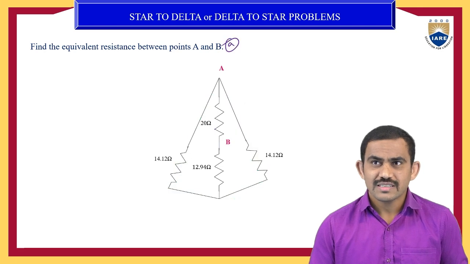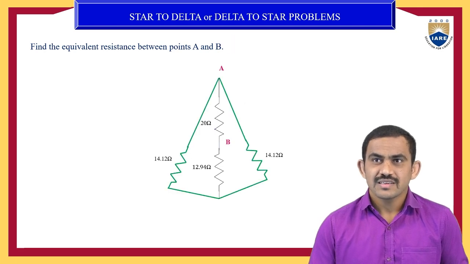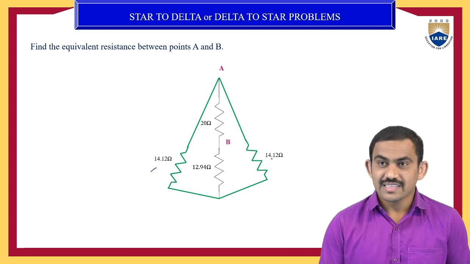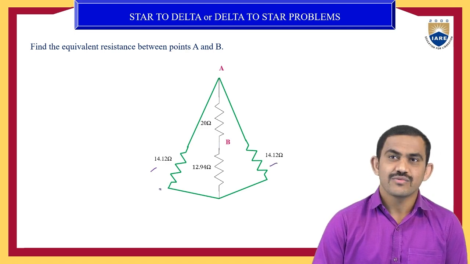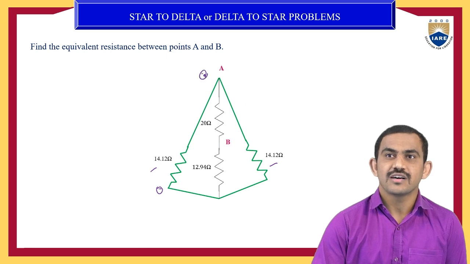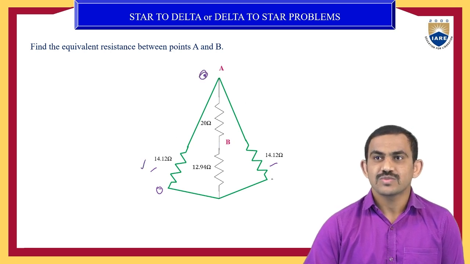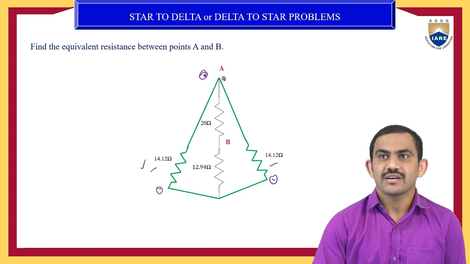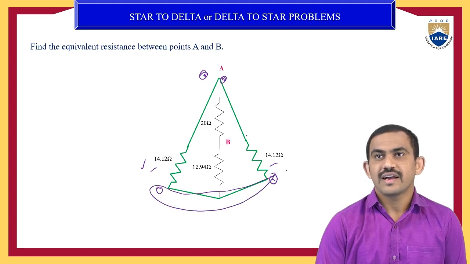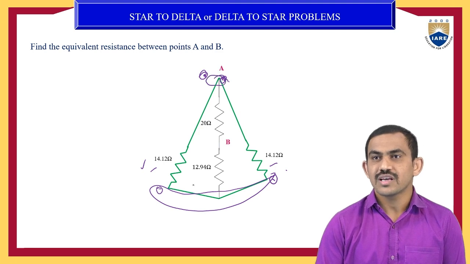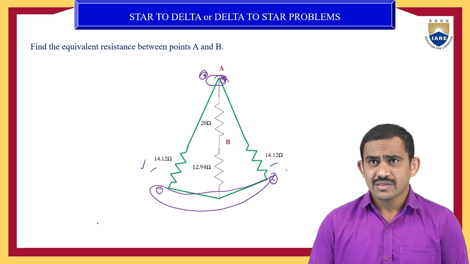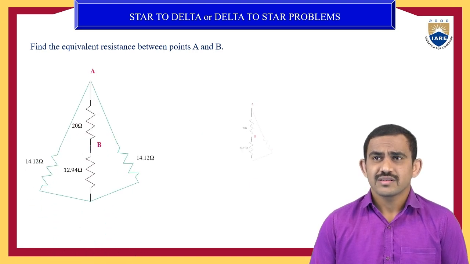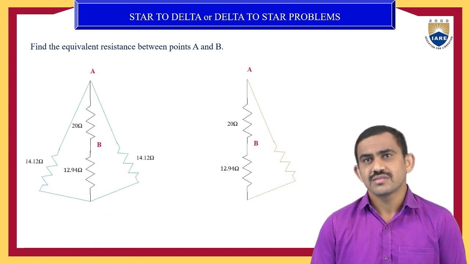So which two are parallel? Yes, these two are parallel. Why? Suppose you mark the first point and the second point of this resistor, and the same first point and second point of the other resistor. Both have their first point connected to one node and their second point connected to another node. So both are in parallel. Then your circuit is converted to this circuit.